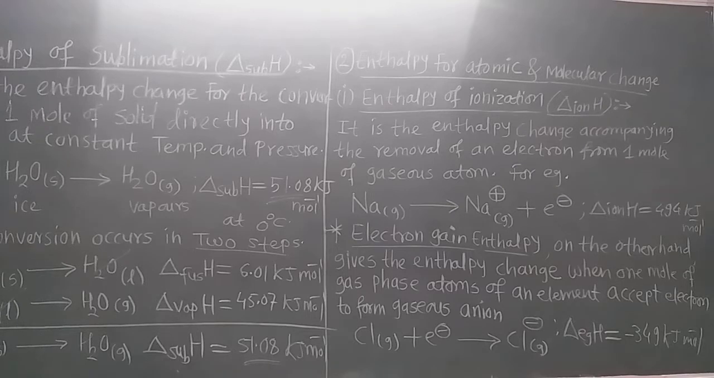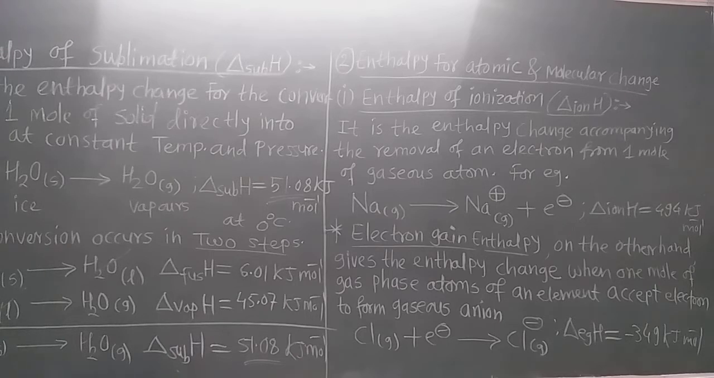molecular change. And in that, the first enthalpy is the enthalpy of ionization, delta ionization H. Now enthalpy of ionization means when the atom converts into an ion by giving up one of its electrons. The atoms that generally convert, that is the metal atoms, become cations. Here the atom first converts into the gaseous phase and then it gets ionized.